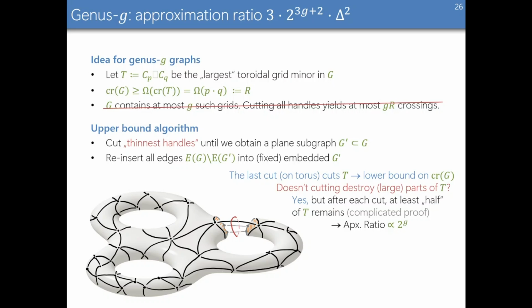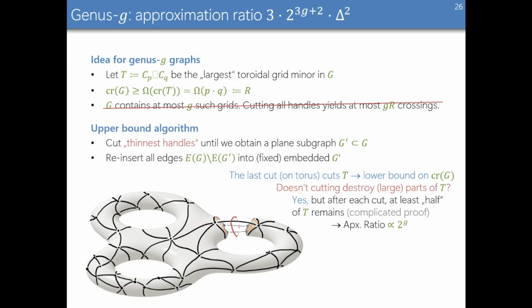But the nice thing is that you can show that after each cut, a reasonable fraction of the largest toroidal grid still remains in the graph. So yes, you are ruining the toroidal grid with every cut, but it remains in there, at least half of it, for every cut you take. So when you cut g many times, the toroidal grid is off by a factor of 2 to the g. That is kind of the idea why you get this approximation guarantee.